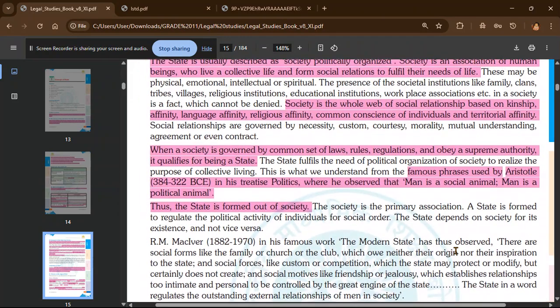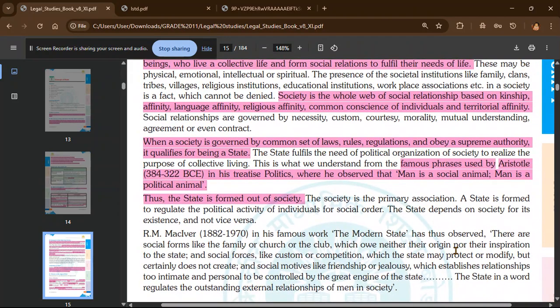Some famous phrases were given by Aristotle in his treatise Politics. He observed that man is a social animal and man is a political animal. This comes as a question also: the famous phrase used by Aristotle in his treatise Politics was, man is a social animal, man is a political animal. In the light of the above statement, justify the phrase.